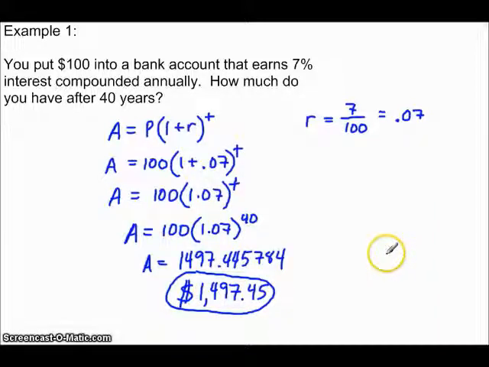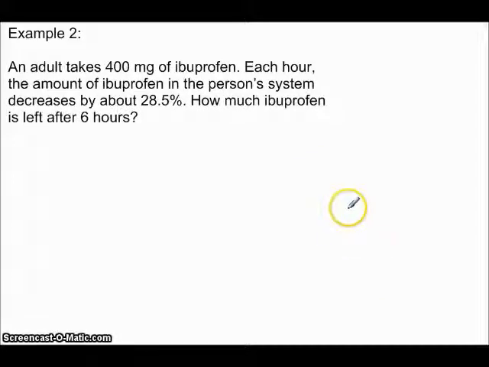Compound decay is coming up. An adult takes 400 milligrams of ibuprofen, so that'd be like Advil. Each hour, the amount of ibuprofen in the person's system decreases by about 28.5%. How much ibuprofen is left after 6 hours? So since it's decreasing, this is compound decay. I'm going to put down the formula. It's A is equal to P times 1 minus R to the T.